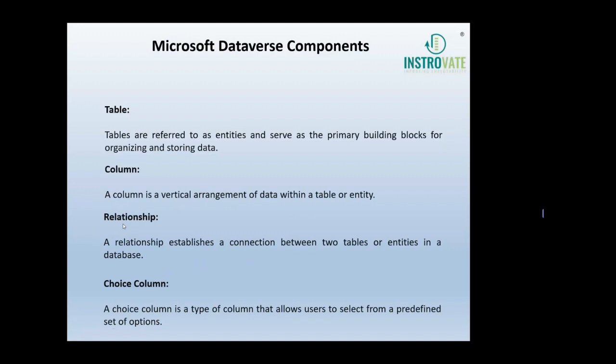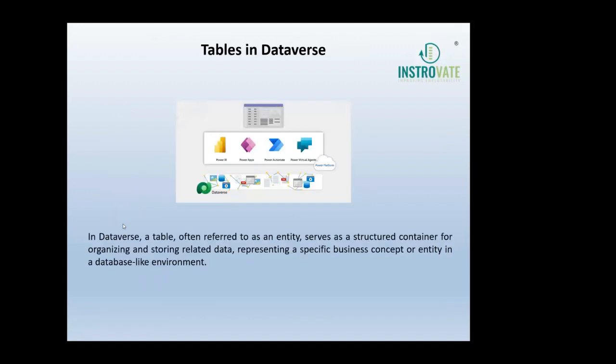Choice column. A choice column is a type of column that allows users to select from a predefined set of options. Like if we have some predefined set, from there we can choose, basically. That's why we are saying it is a choice column. Okay, let's move forward. So, table in Dataverse.